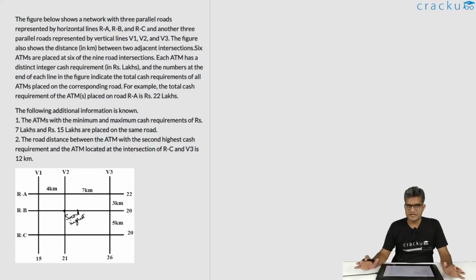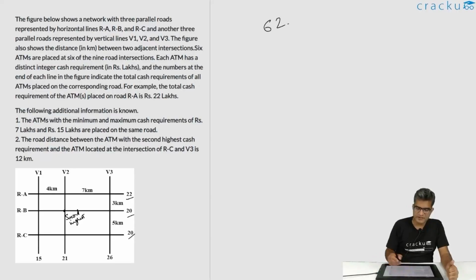So let us try to understand exactly what pieces of information we have. One thing we know is that the total of all the 6 ATMs can be calculated. The total of all the 6 ATMs will be 22 plus 20 plus 20, which totals up to 62 lakhs. That is, the sum of all the rows totals up to 62. Just to ensure that we are understanding the set correctly, you can total up all the columns also. That also will total up to 62. That is 15 plus 21 plus 26, which is also equal to 62. So the cash in all the 6 ATMs combined is equal to 62.